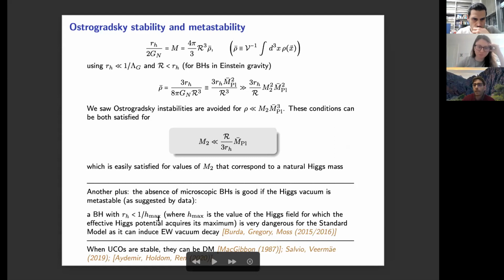And this type of black hole can be avoided in this theory because we have just seen that microscopic black holes below a certain scale should not form because of the softening of gravity. Furthermore, if ultracompact objects are stable, they can also be dark matter. There's also a more recent paper by Bob Holdom and collaborators about this, so presumably he will talk about this in his talk too.